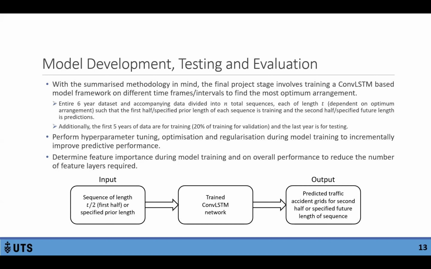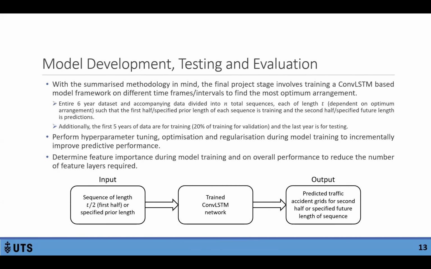During this stage, we will also determine feature importance during model training and on overall performance to reduce the number of feature layers required. In terms of how the data is applied, the entire 6-year dataset and accompanying data is divided into n total sequences, each of length t, depending on the optimum arrangement found. The first half, or specified prior length, of each sequence is used for training, while the second half, or specified future length, is for predictions. In terms of how the data is split, the first 5 years of data are used for training, with 20% of this for validation, and the last year is used for testing.